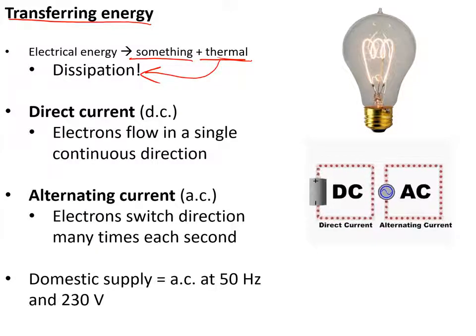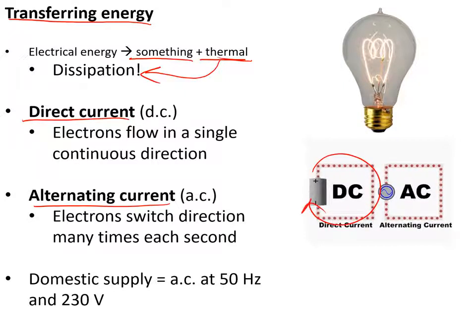Now, electricity can be classified as direct current or alternating current. Direct current means the electrons flow in a single direction the whole time. Alternating current means the electrons switch backwards and forwards many times each second. Our domestic supply at home is alternating current with a frequency of 50 Hertz, which means it switches direction 50 times a second, and a voltage of 230 volts.